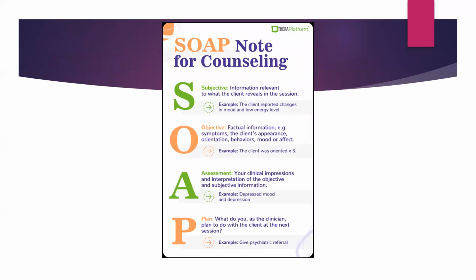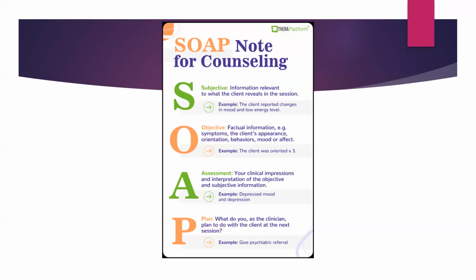Here is the SOAP note for counseling. S stands for the subjective information relevant to what the client reveals in the session. Example, the client reported changes in mood and low energy level. O stands for the objective, factual information, for example symptoms, the client's appearance, orientation, behaviors, mood or affect. Example, the client was oriented times 3.